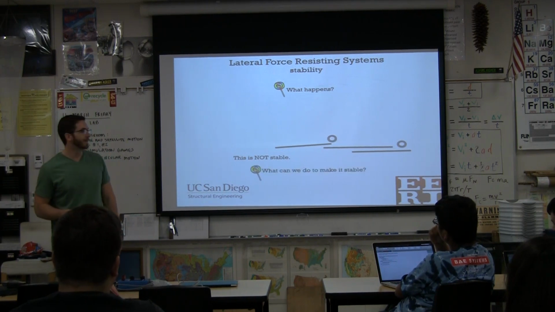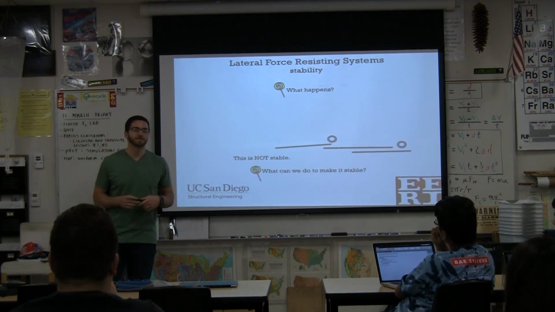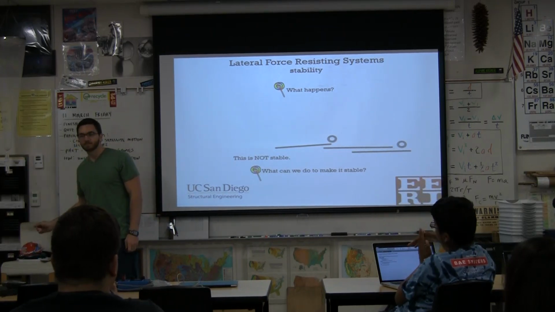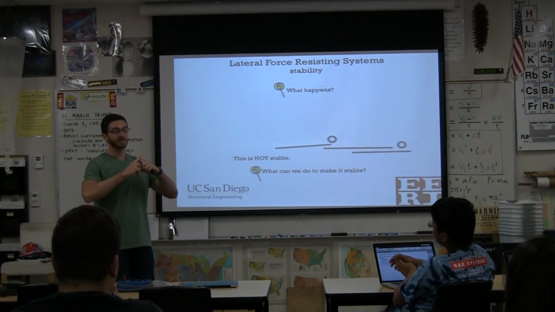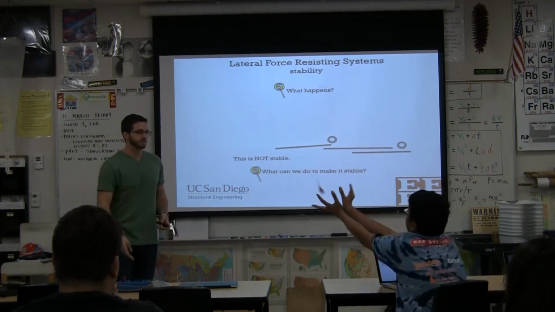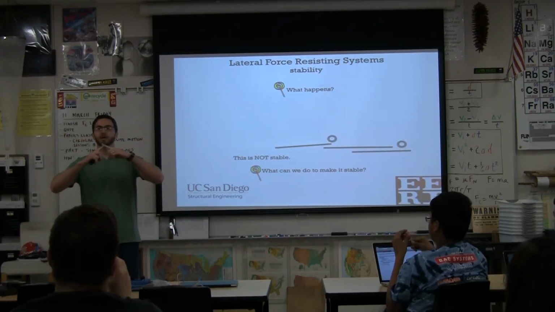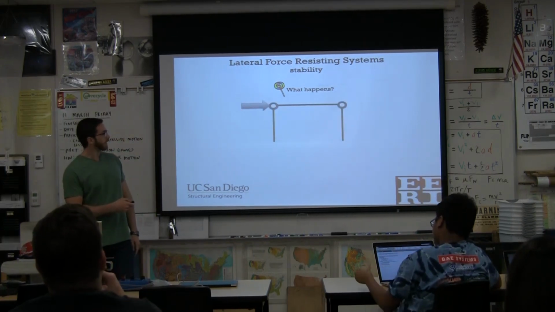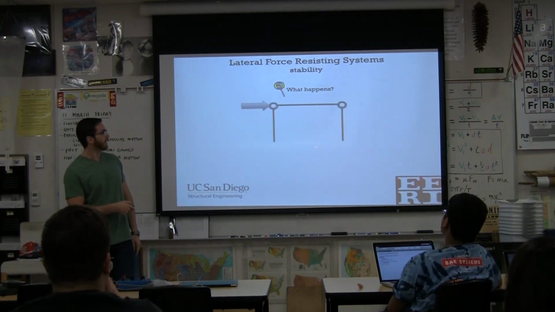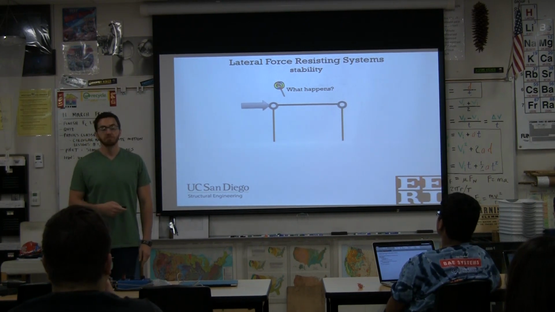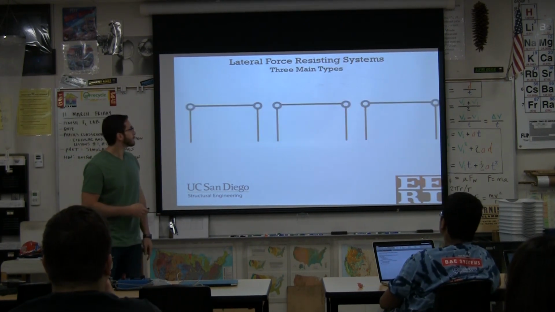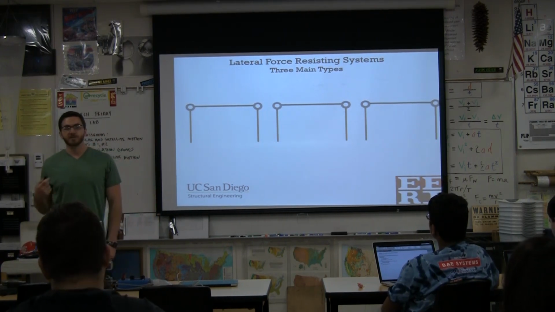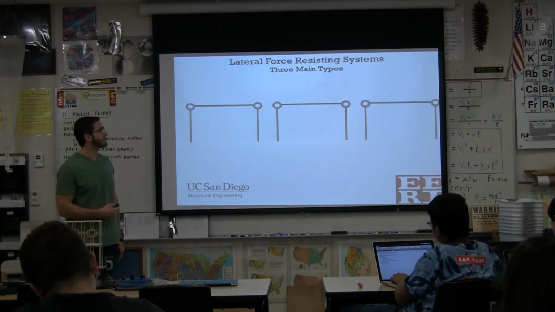Not stable. Okay. What can we do to make it stable? Any ideas? Good. You're imagining an X? Is that what you're imagining? Yeah. Ronak says we can put an X. So two other members that maybe look just like this going that way. Would that work? You guys think? Yeah. Okay. It would. So this is why we need a lateral force resisting system, and there's three main types.